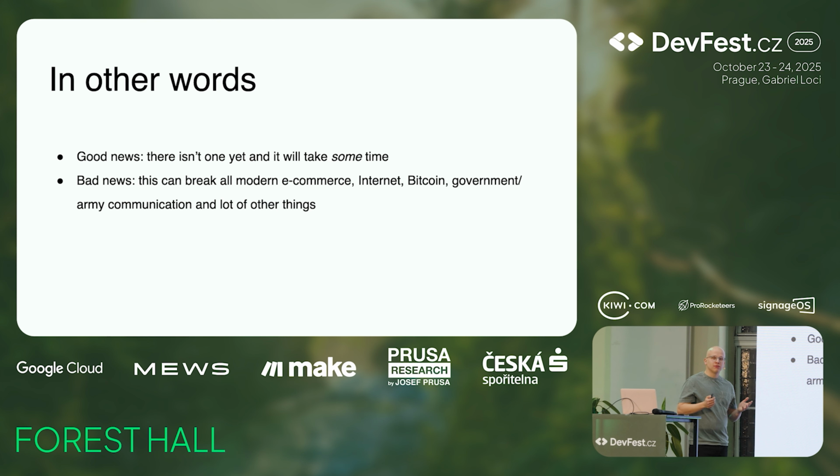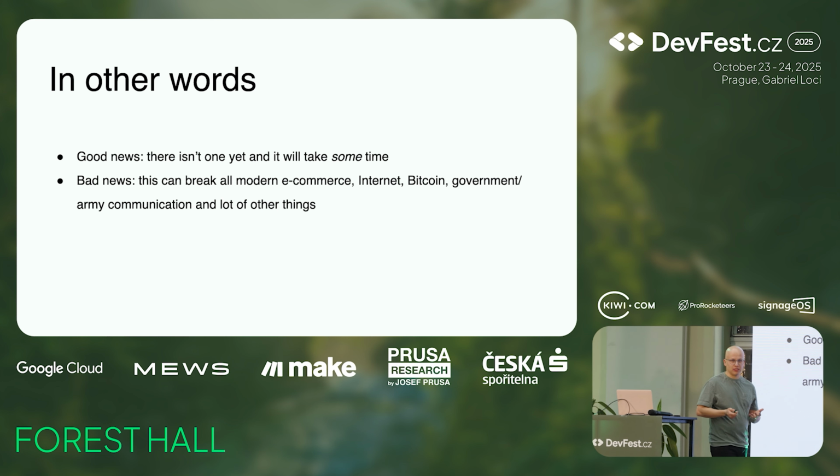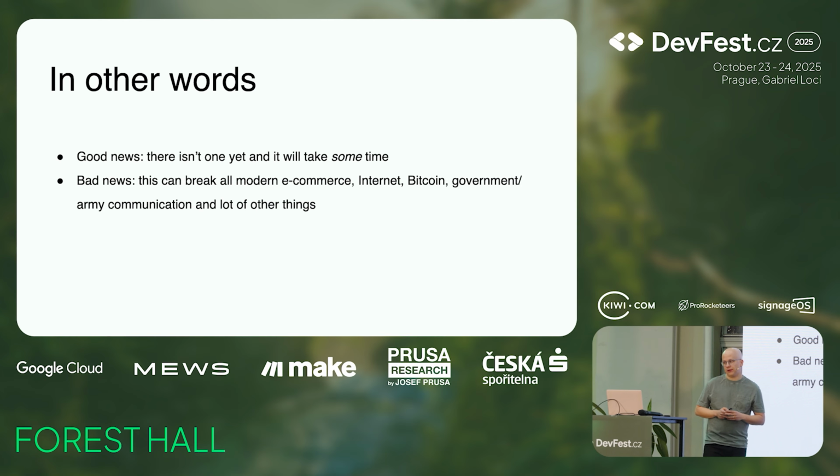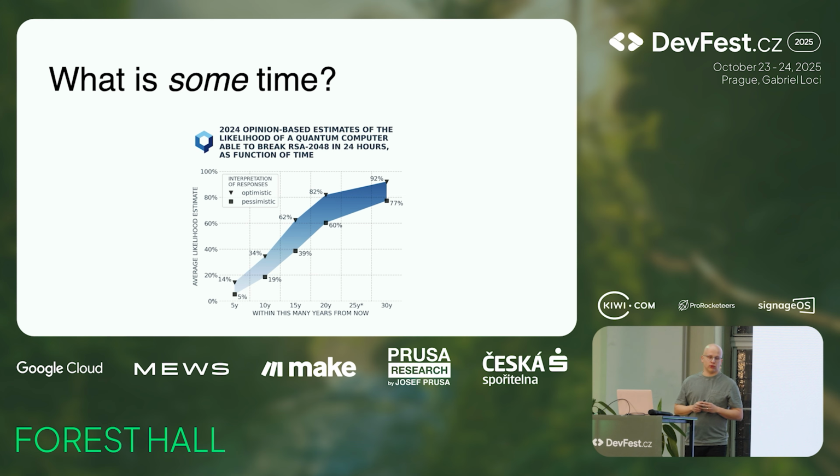So in other words, a summary. The good news is that there isn't a quantum computer, and it will take some time, right? It is not around the corner just yet. The bad news is that it can break everything, as I've mentioned several times already. You might be wondering, what is the sometime, right? What is the estimate of when quantum computers could actually come?